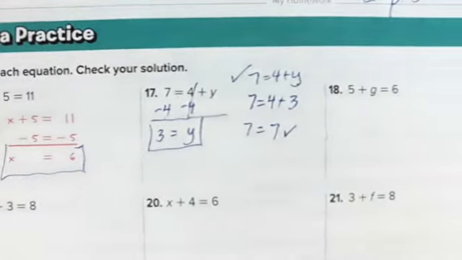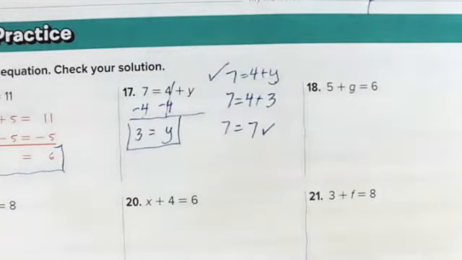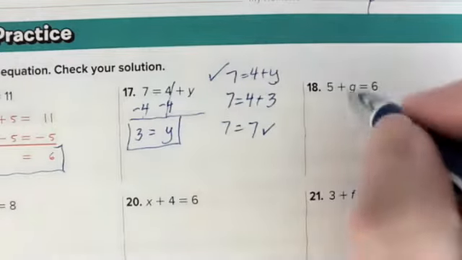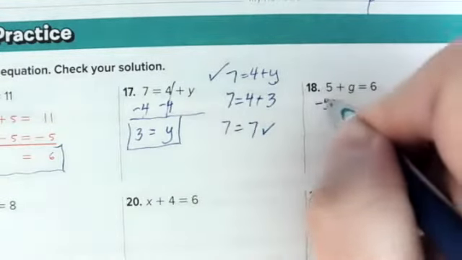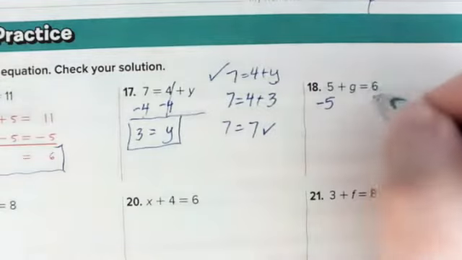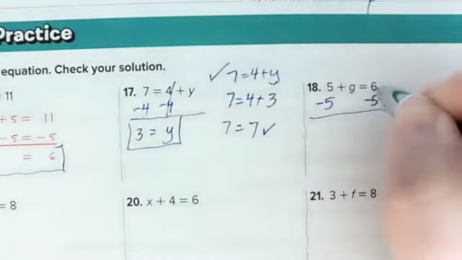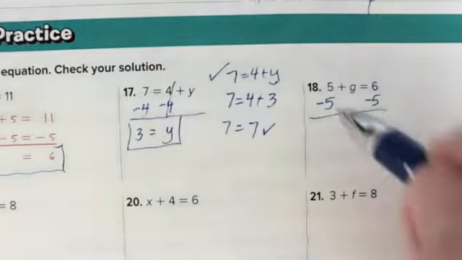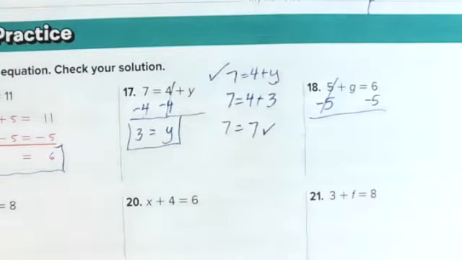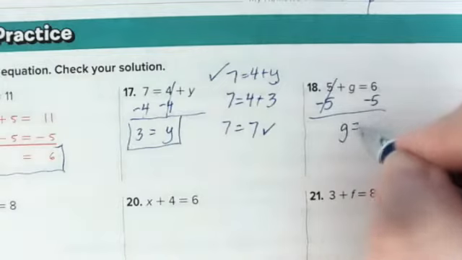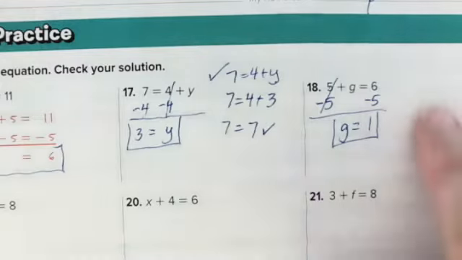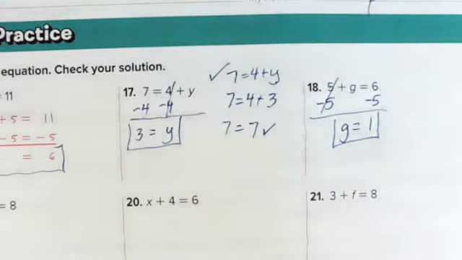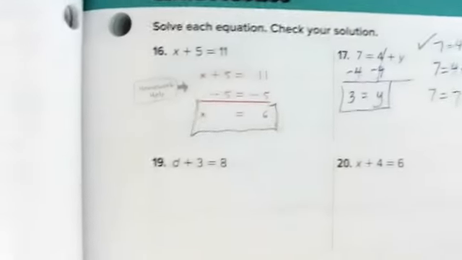Okay, number 18, we have 5 plus g equals 6. We're not interested in what 5 plus g equals. We're interested in just what g equals. So we want to cancel out that 5. It's a positive 5. So to cancel it out, we need to subtract 5. Whatever I do to one side of the equal sign, I have to do to the other. And I always line up numbers with numbers. I can only subtract numbers from numbers. 5 minus 5 is 0, so that cancels out. Bring down the g, bring down the equals. 6 minus 5 is 1. So we have g equals 1. And on a test or quiz, you would check that to make sure you have it correct. For the sake of time today, we're just not doing that.